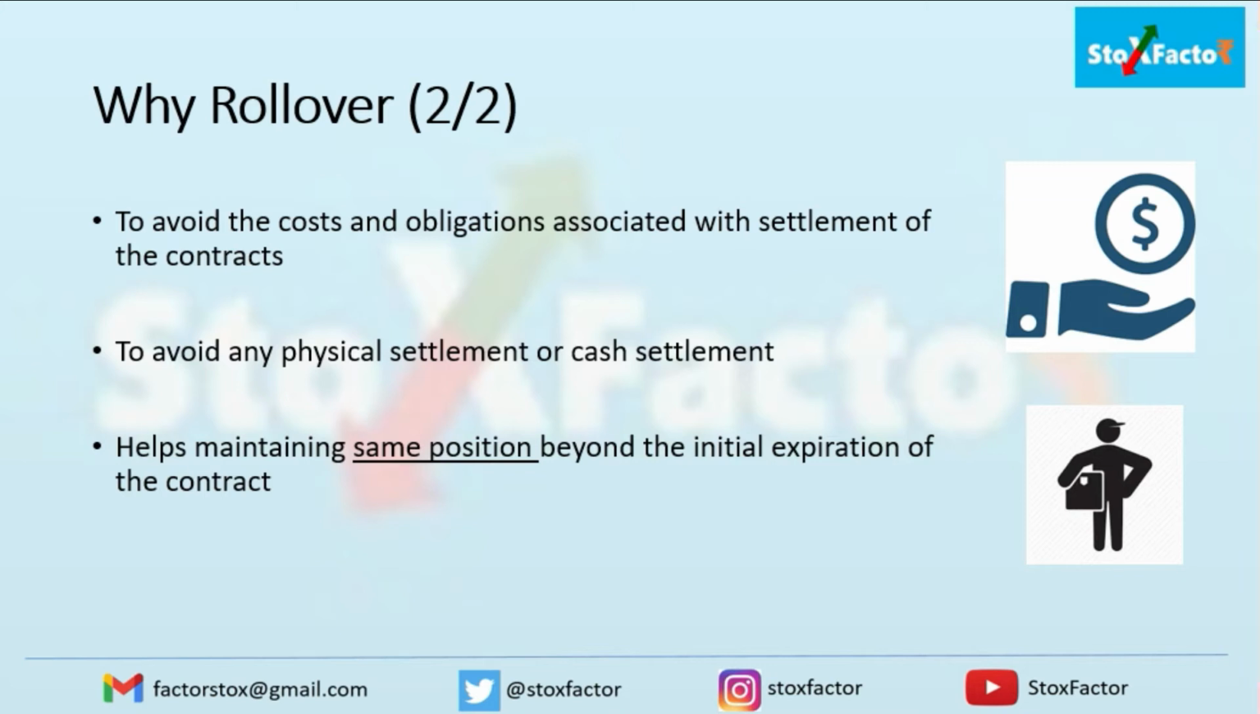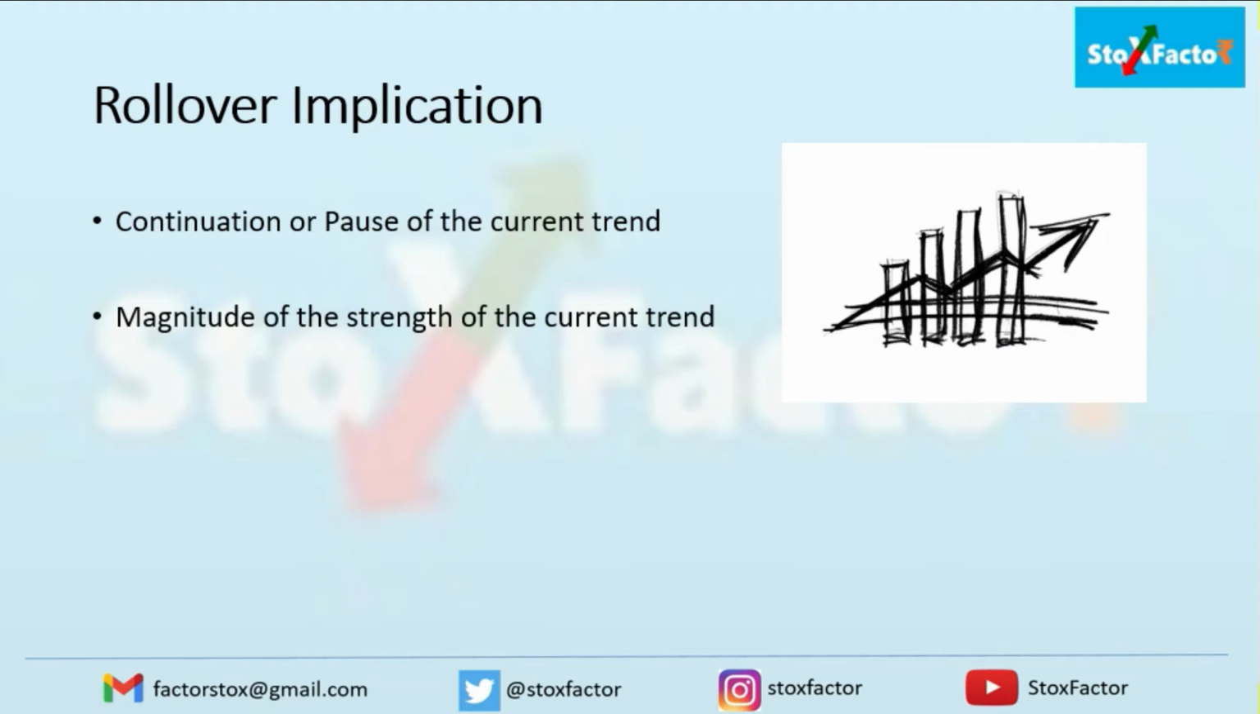Now friends, let's come to how to interpret the data. How to interpret the rollover data depends on two factors. Rollover statistics tells you the continuation or the pause of the current trend, and the second point it tells you is the magnitude, that is the strength of the current trend. So these are the two reasons why you should look at the rollover statistics, right? To see the continuation and to see the magnitude. So let's discuss the use cases, how you can understand the continuation and the magnitude of the current strength.